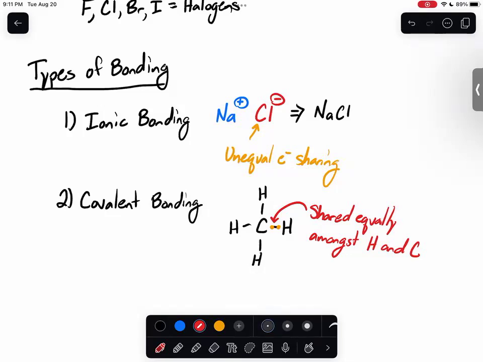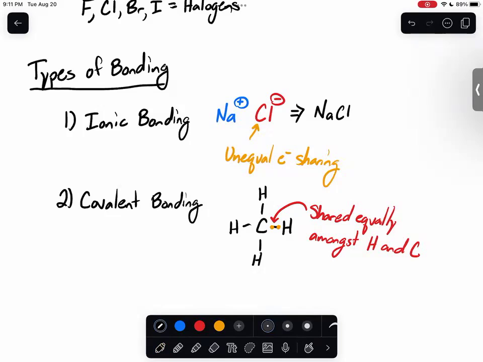But the first thing that we need to actually think about is how many bonds can an atom have? Because this is going to be the basis of drawing what we call Lewis structures. And these Lewis structures are going to give us a strong foundation for how to draw organic compounds.